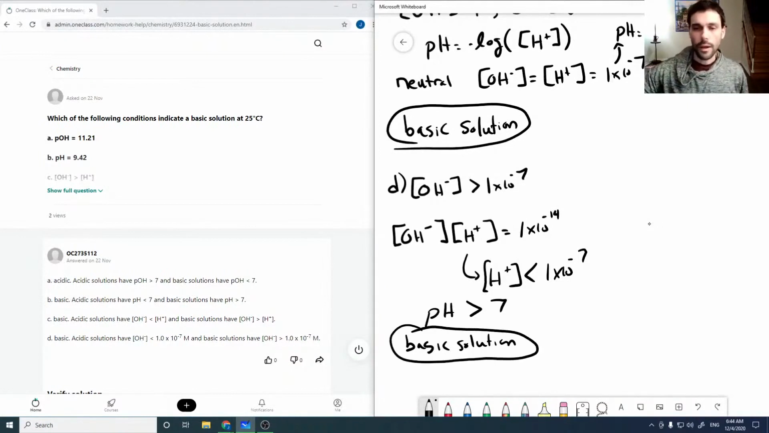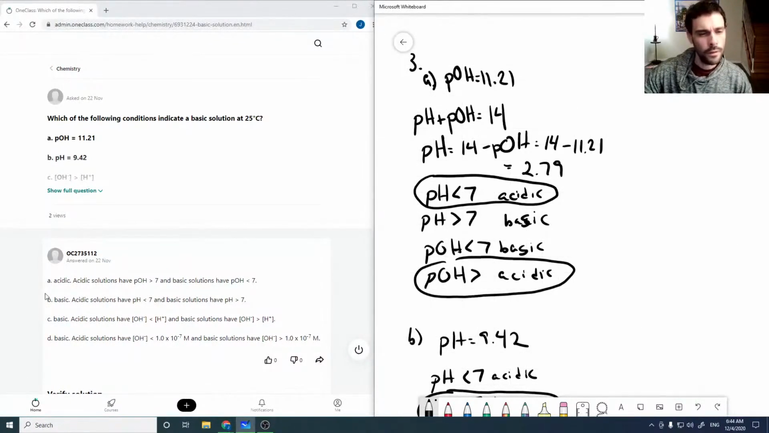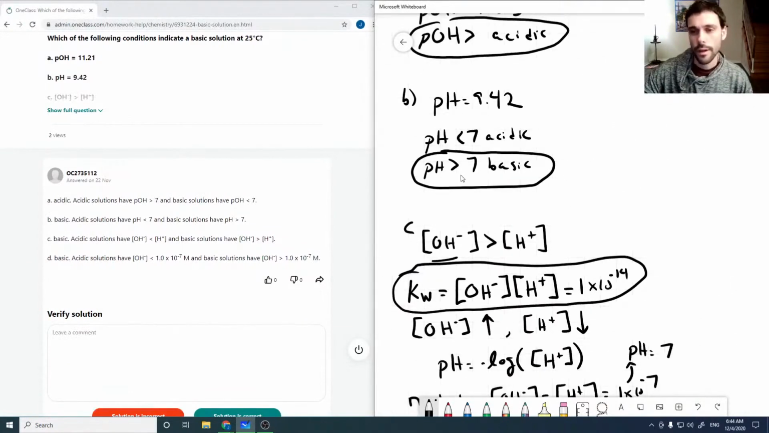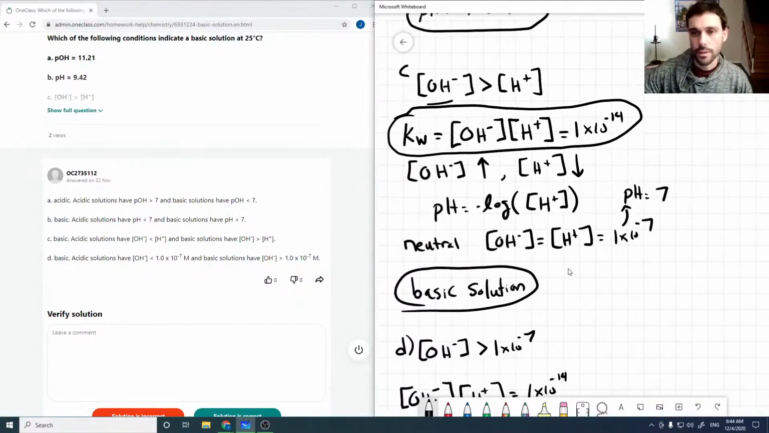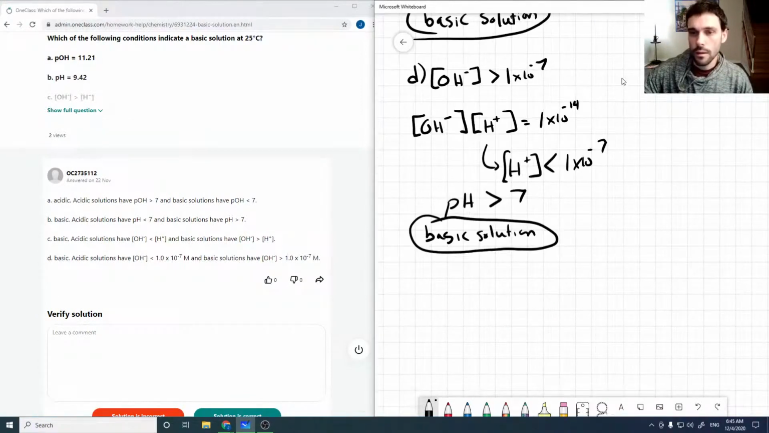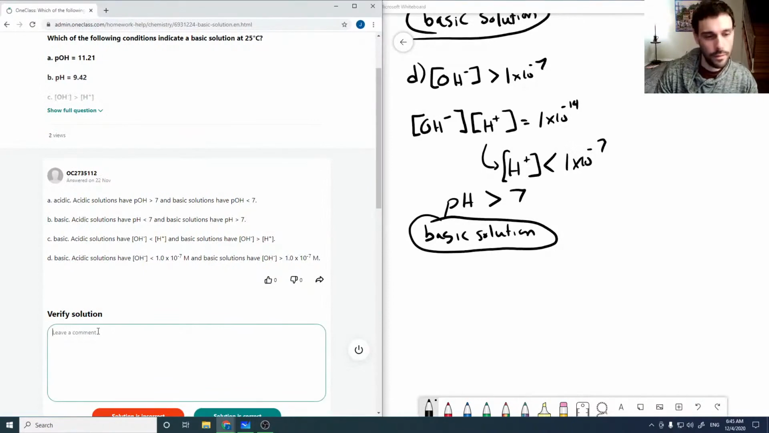So now looking back through my worked solutions and comparing with what's here. Here we have an acidic solution, so we could have used pOH or pH. Here we have a basic solution as our pH is greater than 7. Here we had a basic solution again because our OH minus concentration is greater than our H plus concentration, and they're in balance. And here our OH minus concentration is greater than 10 to the minus 7, which again means that our pH is greater than 7 because they're in balance. So this looks good.